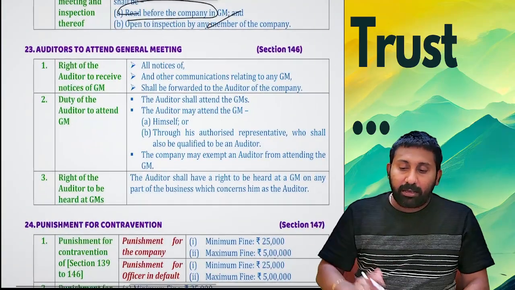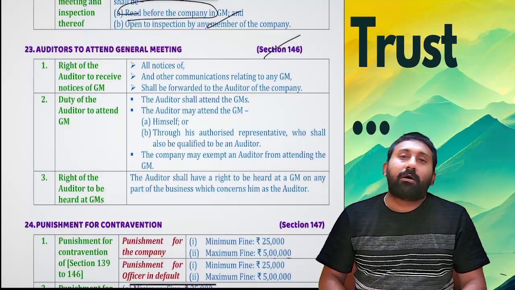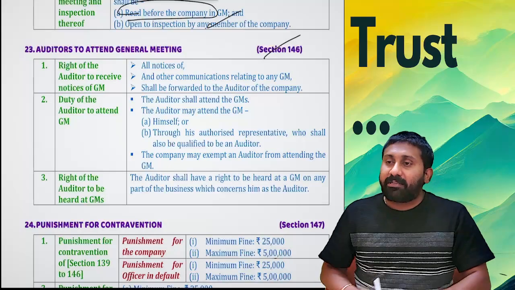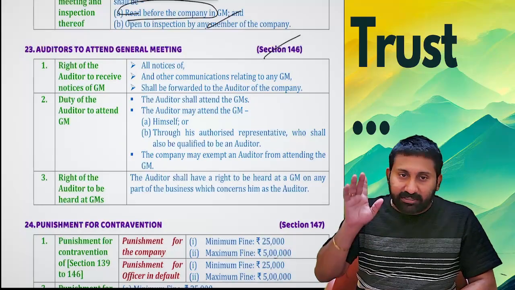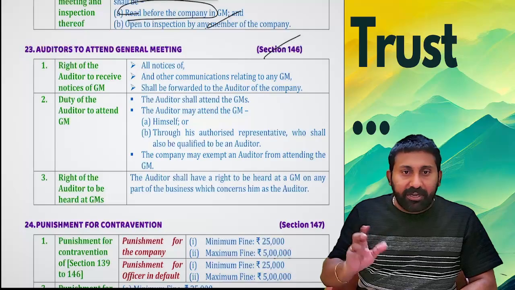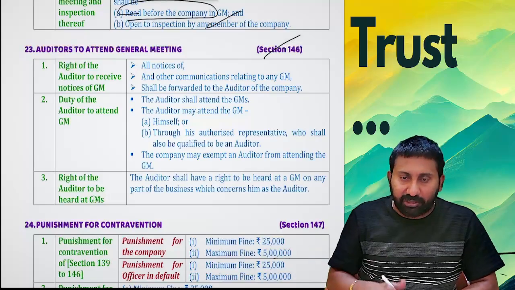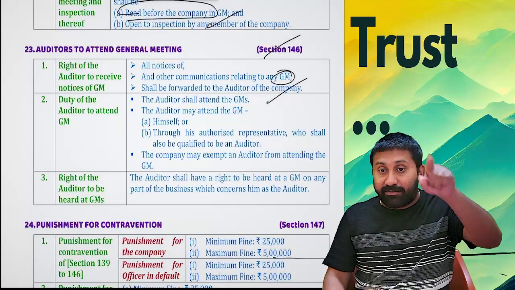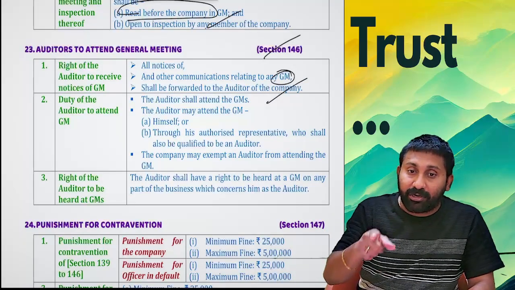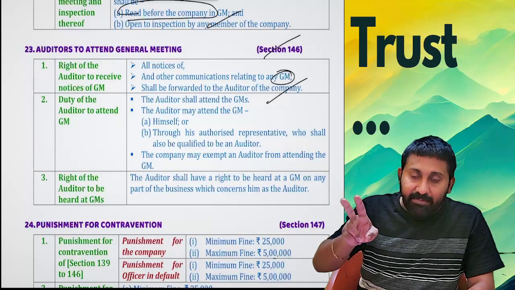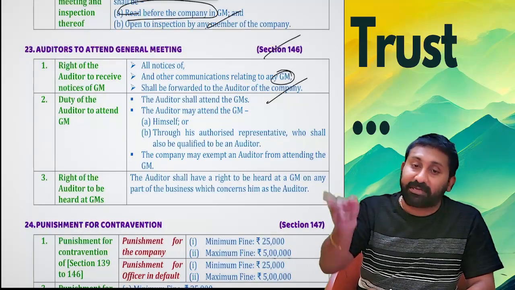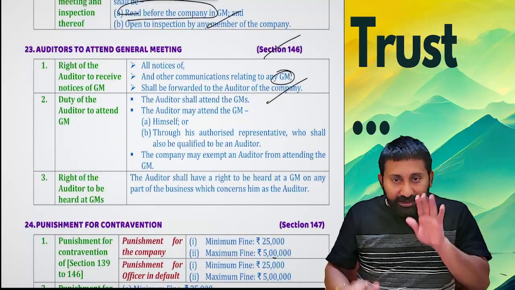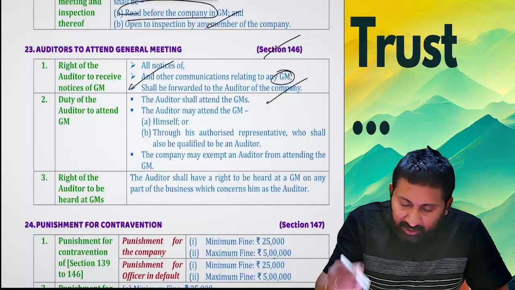Next. Another power in Section 146: the auditor's right to attend general meeting. That means whenever the company conducts a general meeting, notices will be given for the general meeting, correct or not? Whenever any notice or communication of a general meeting is given, that should be given also to the auditor. That's why in the general meeting chapter we will read notice to whom: to the members, to the legal representative of deceased members, to the official assignee of insolvent members, and also to the auditors you should send. So any notice of general meeting must be forwarded also to the auditor.